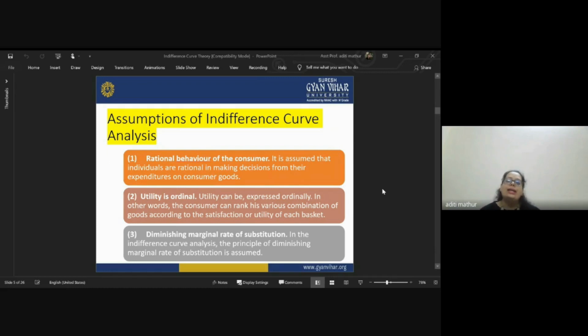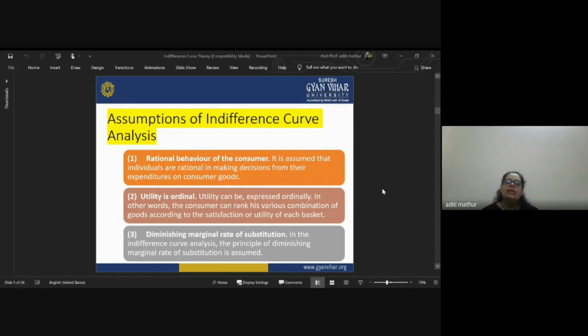The second assumption is utility is ordinal. Utility can be expressed ordinally. In other words, a consumer can rank his various combinations of goods according to the satisfaction or utility of each basket. Right? So we have discussed this point that this theory of indifference given by Hicks and Allen is totally on ordinal theory, in which the utils are not numbered, they are ranked, they are preferred. And this preference and ranking method is known as the ordinal approach, and our utilities are ordinal.